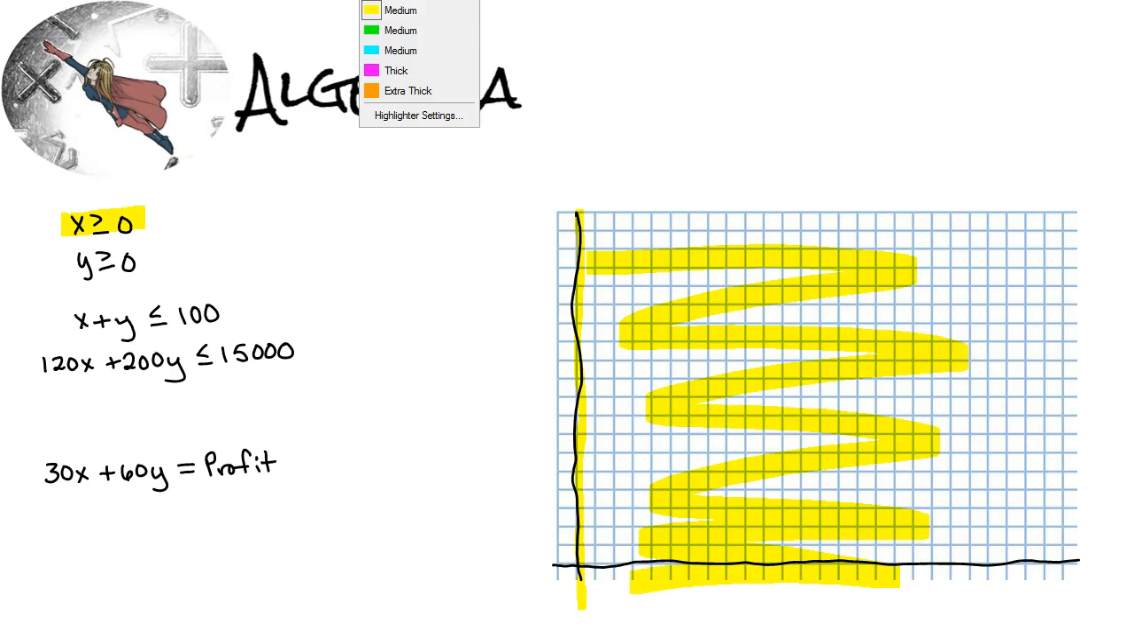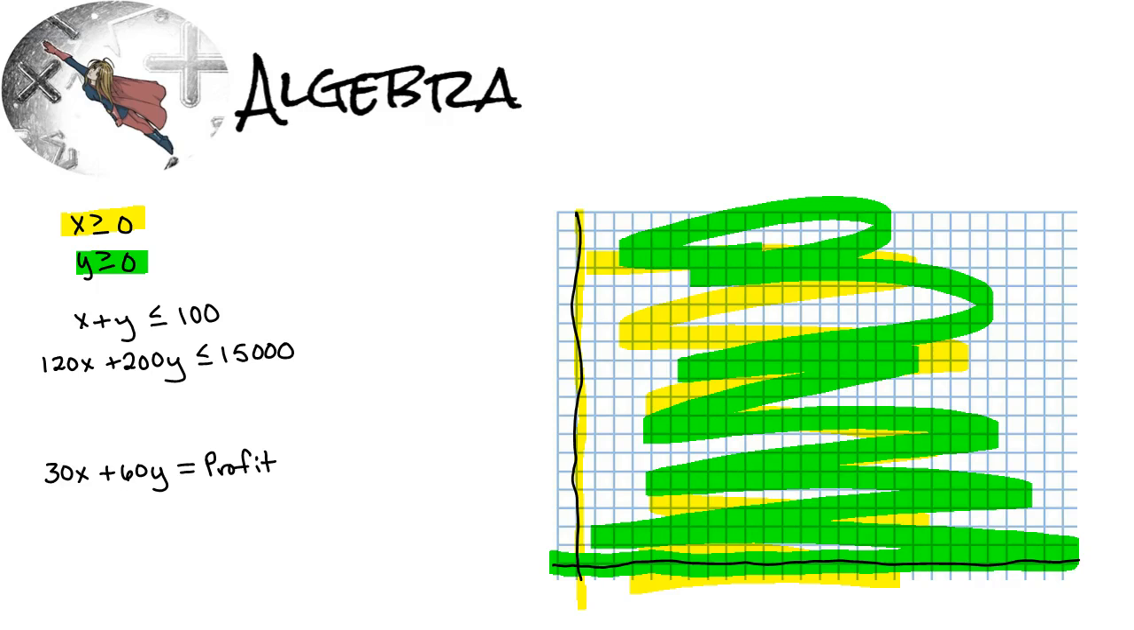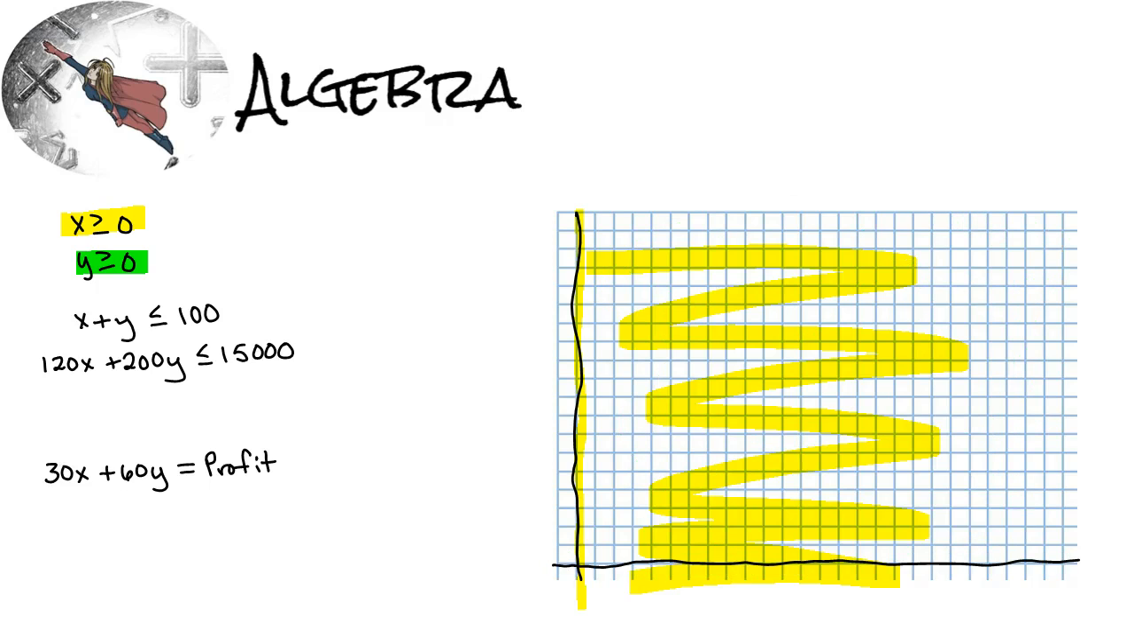And y greater than or equal to 0 means that you stay above the x-axis. So I've already incorporated that into my graph, because that would make everything be in the first quadrant. So I'm going to get rid of that highlighting. All right, so those two are taken care of.